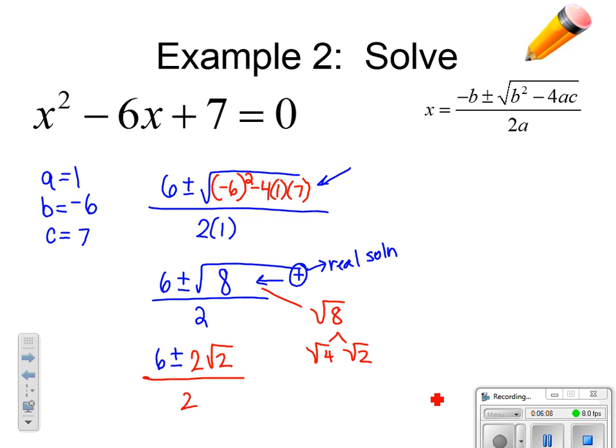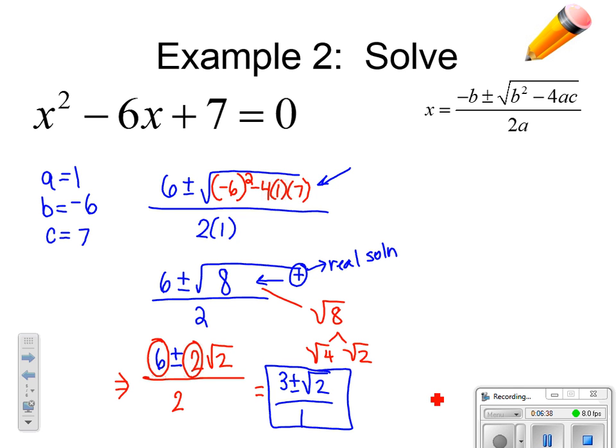But if you can go one step further, we can actually, because 2 goes into 2 and 2 goes into 6, 2 goes into both of those parts, we can actually reduce this down into 3 plus or minus the square root of 2 over 1. Okay? And then that would be my final answer. But if you can get to here without simplifying, I'm really okay with that at this point. I just want you to get this quadratic formula part down before we go ahead and simplify.